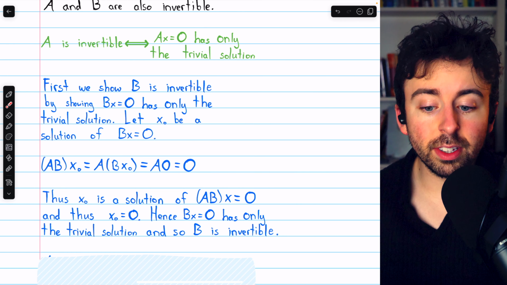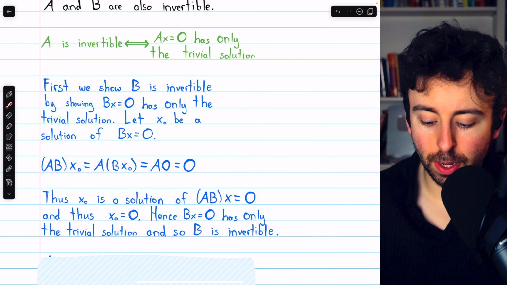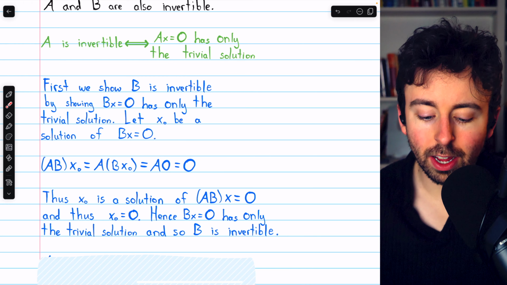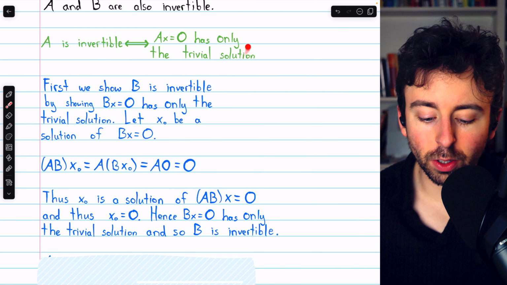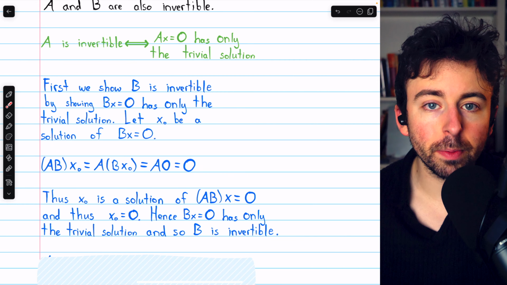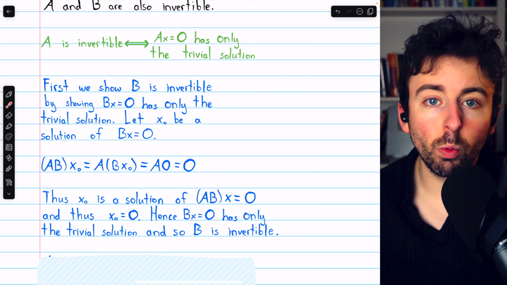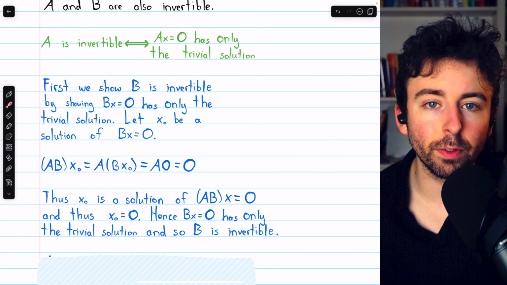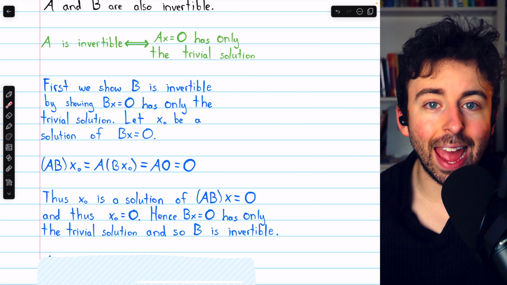Since we've shown that this arbitrary solution of Bx equals 0 is 0, it must be that Bx equals 0 has only the trivial solution. But having only the trivial solution means that B must be invertible. Okay, so we're halfway there. We want to show that A and B are both invertible. We've shown that B is invertible. Now we just have to show that A is invertible.